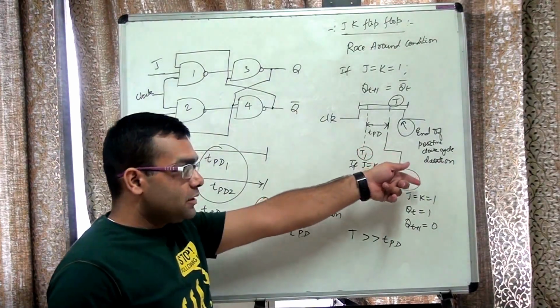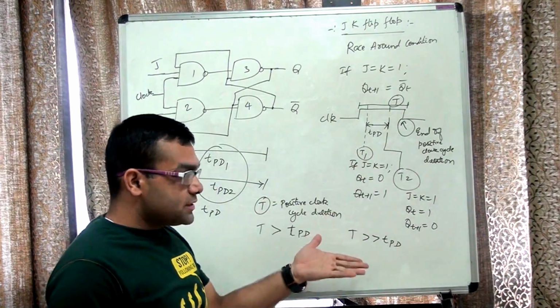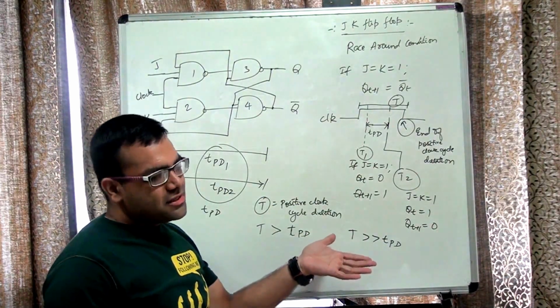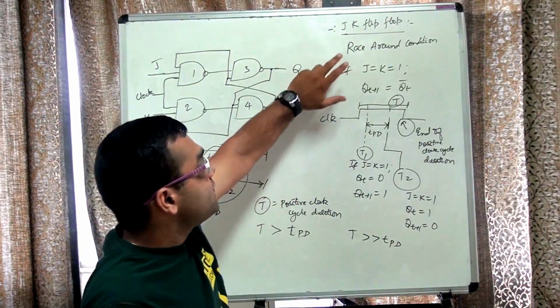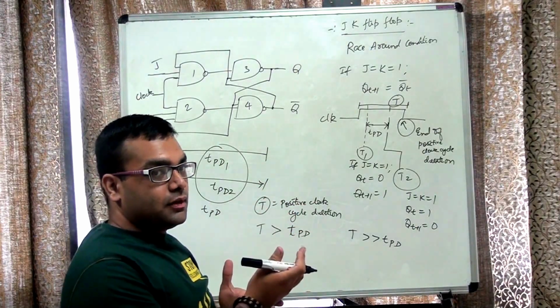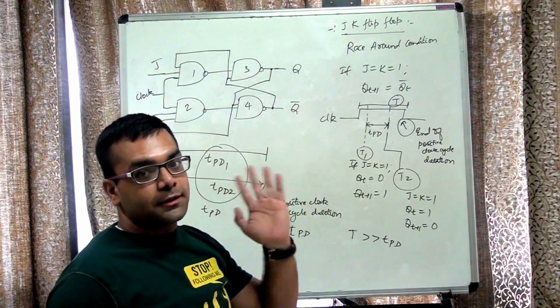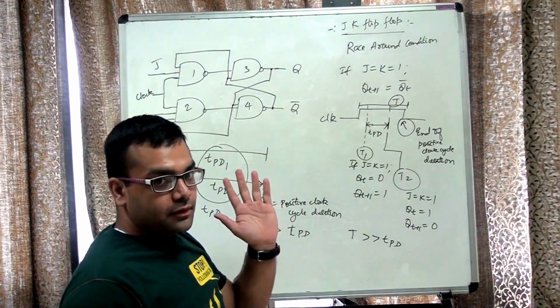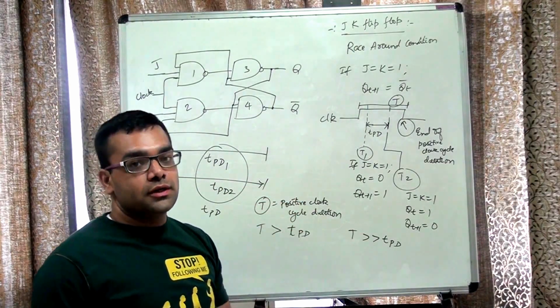As soon as the positive clock cycle duration ends, my output is uncertain. It changes a number of times, isn't it? Because there is actually a race existing between the positive clock cycle duration and the propagation delay of my circuit. So this whole problem is called the race around condition.